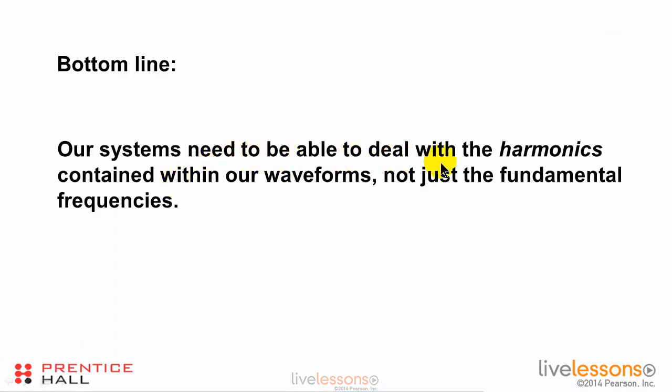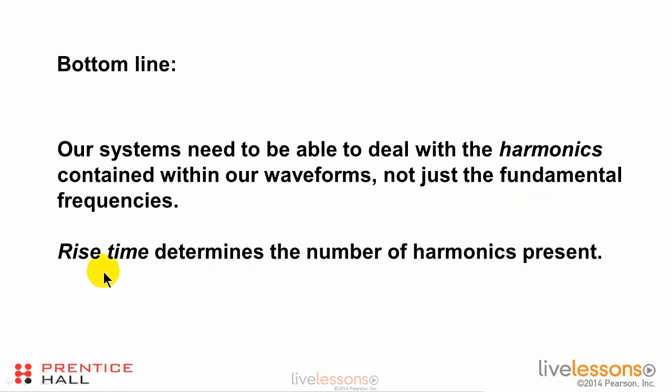So here's the bottom line. Our systems need to be able to deal with the harmonics contained within our waveforms, not just the fundamental frequencies. And the reason is because the rise time determines the number of harmonics that are present. And if we want to pass the signal in a way that looks like we want it to look, we have to be able to pass all of these harmonics. So, for example, if you have a 1 megahertz waveform, you need to have a bandwidth of at least 11 megahertz to have a square wave that looks as good as what I showed you with the 11 harmonics.